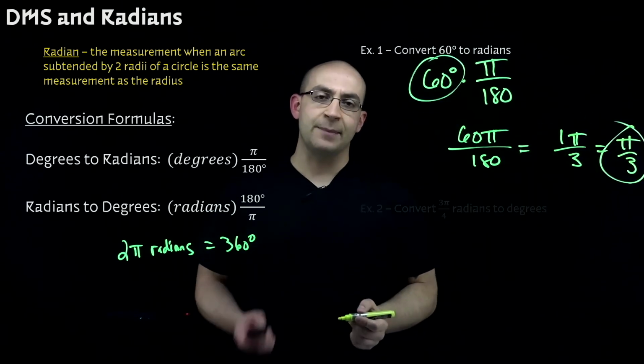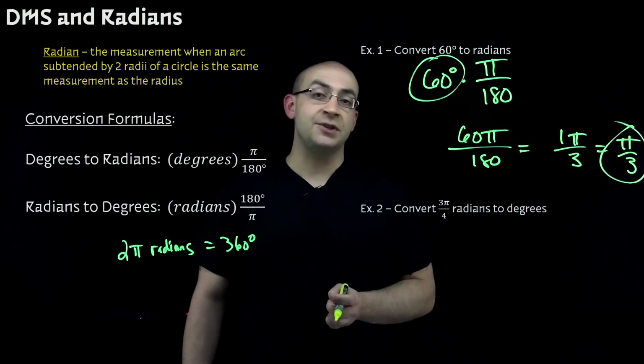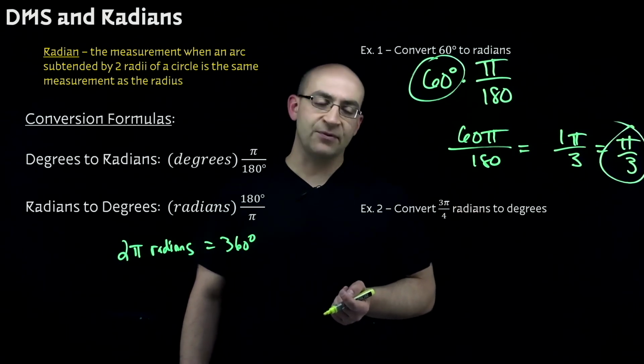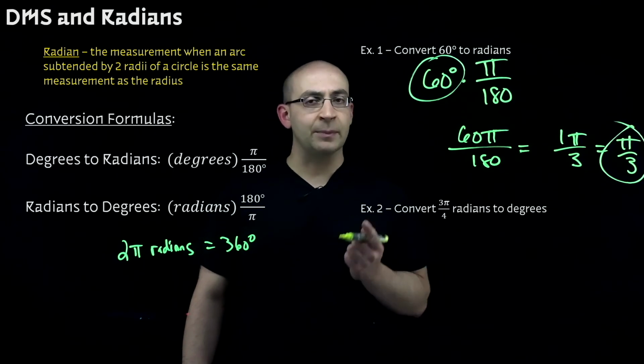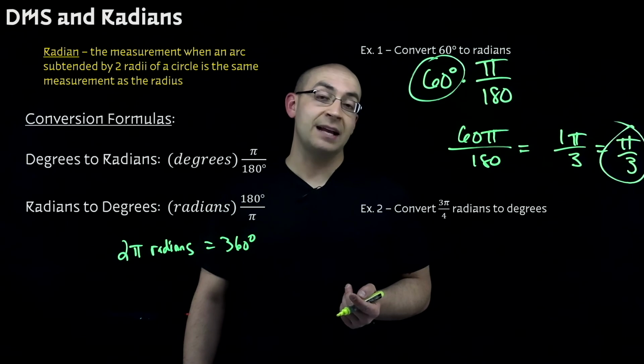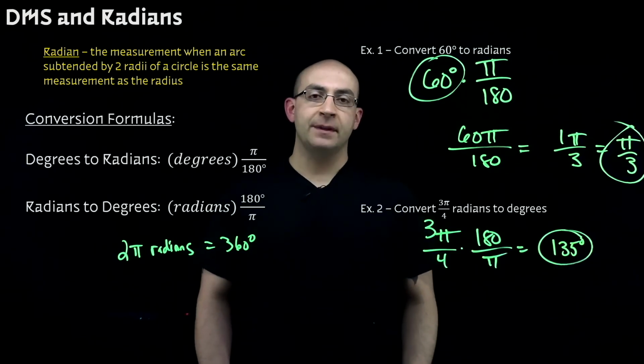Let's see another example. Let's convert 3 pi over 4 radians to degrees. Go ahead and give it a shot. There's the formula. We're just going to multiply 3 pi over 4 times the fraction 180 over pi. Now remember, we're trying to get to degrees, and degrees don't ever have pi in them, so you should not have pi in your answer. Let's come back in a second. Okay, if you got 135 degrees, you're looking good.